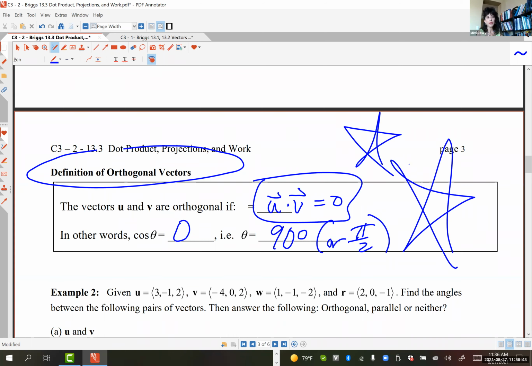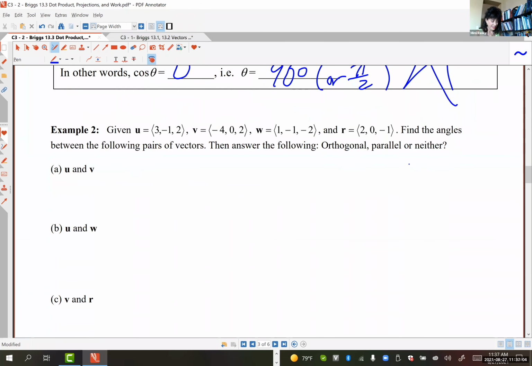The word orthogonal sometimes is used interchangeably with the word perpendicular, and they are the same, except if you go into multiple dimensions more than 3. So if you're in 4 dimensions, you can't really visualize what it means to be perpendicular anymore. That's why they use the more fancy word orthogonal. Impress your friends.